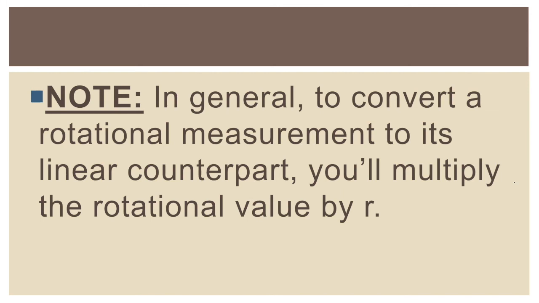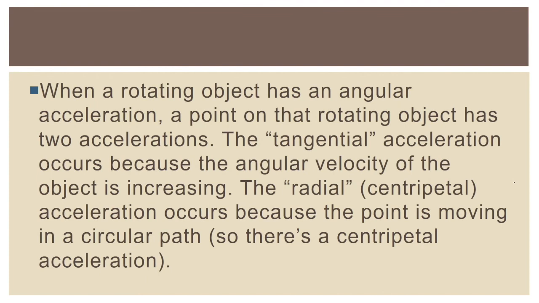Now, this next point here is a little confusing, but it is worthwhile for us to discuss because I think you know enough at this point to be able to understand it. But I still want to just make sure we can flesh it out here so that it is easily understood by all. When a rotating object has an angular acceleration, meaning the angular velocity is changing, if we're looking at a point on that rotating object, it actually has two accelerations. One of them is called the tangential acceleration, the other is called the radial acceleration.